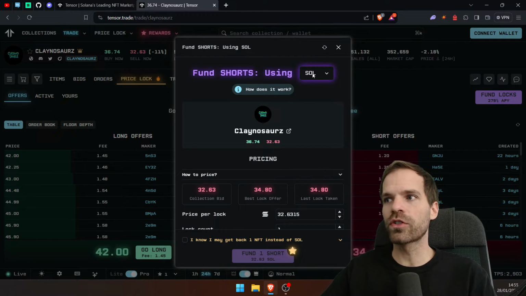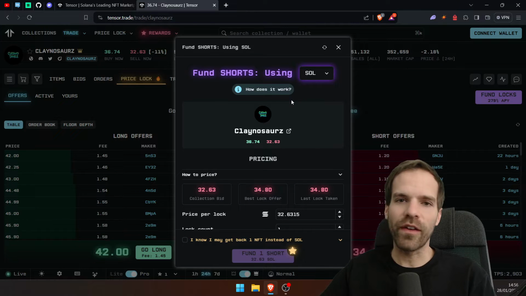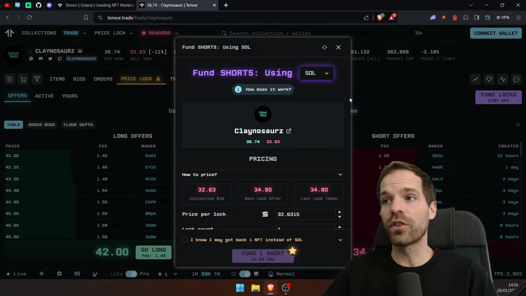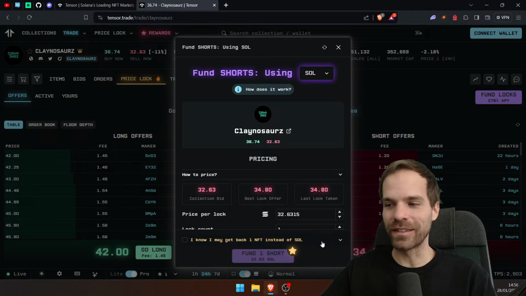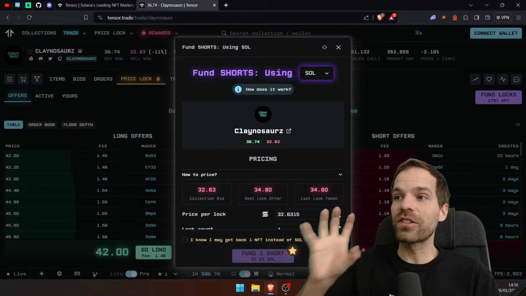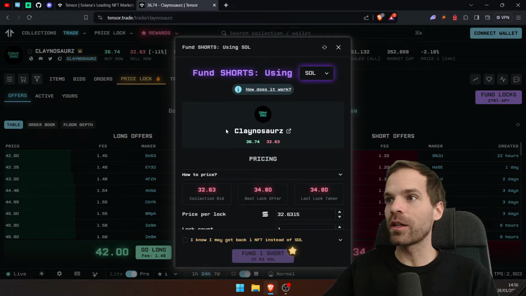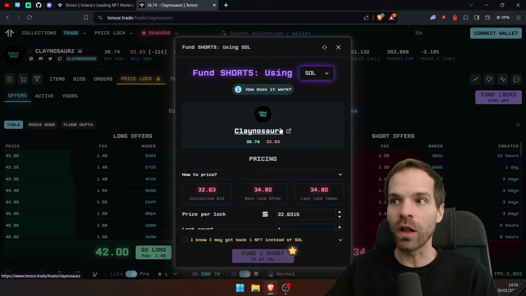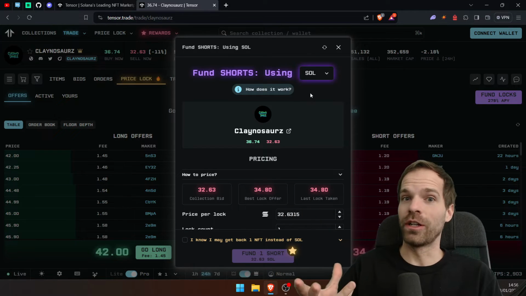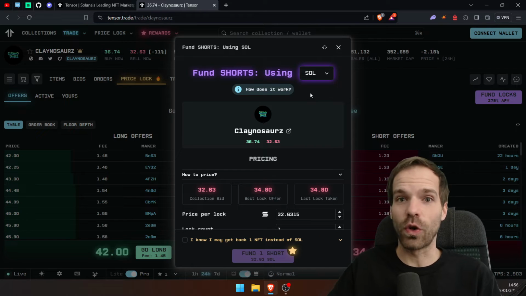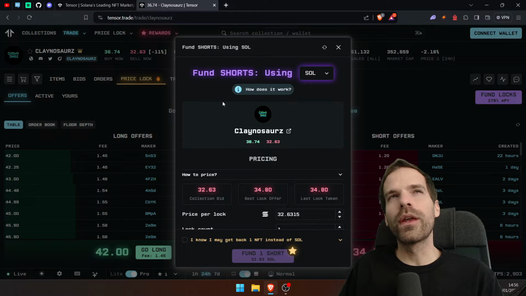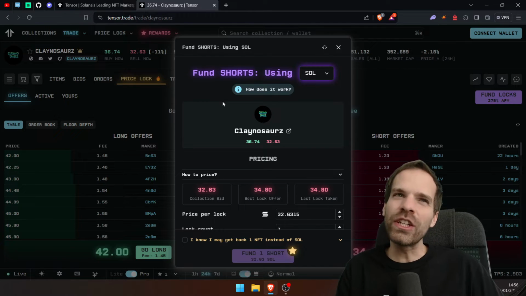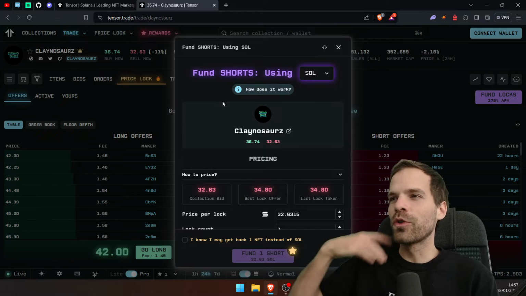We can fund shorts using sol. Okay, so if I have a bunch of sol lying around, I could offer to buy a Klano for a certain price. And there it says it in the warning even, I may get back 1 NFT instead of sol. And that's important to note. This is not pure APY, we're not just lending sol. We're giving somebody the option to sell us an NFT for that sol. So if we fund the short, essentially what we're doing is we're going long-ish, but not really. So why would you fund the short?